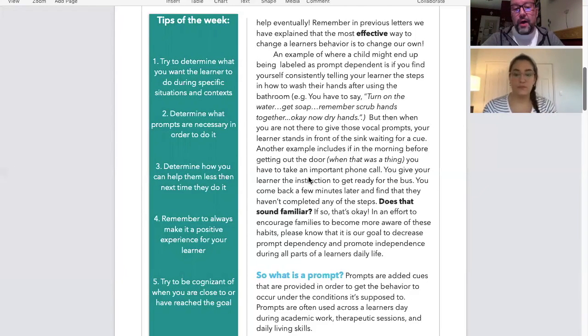Determine what prompts are necessary in order to do it. Where might your learner need that help? Are they more of a physical? Are they more of a vocal? Do they need a full prompt? Do they need a partial prompt? Do they need it by time? Where should I start to introduce the prompt by time and other things? When you are in these sessions, determine how you can help them less the next time they do it.